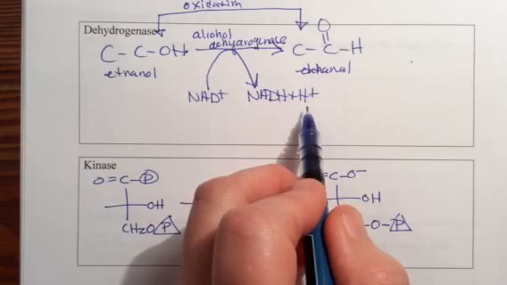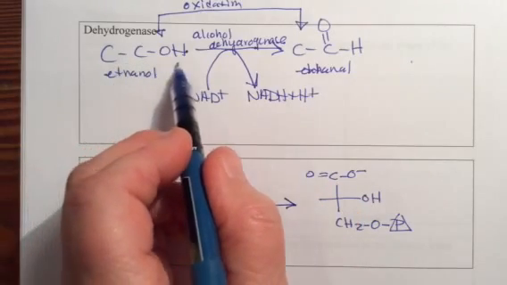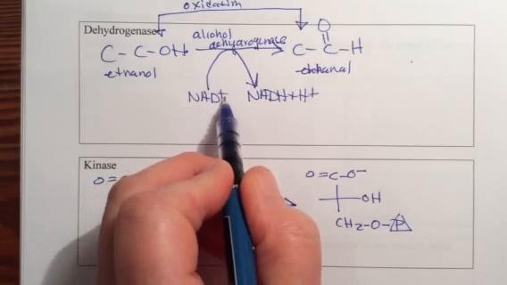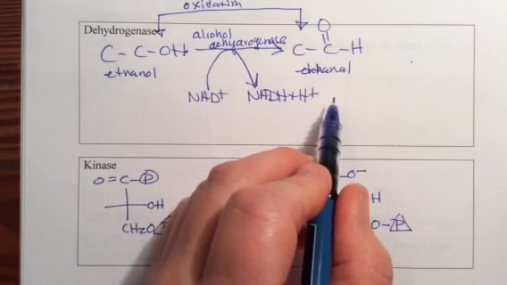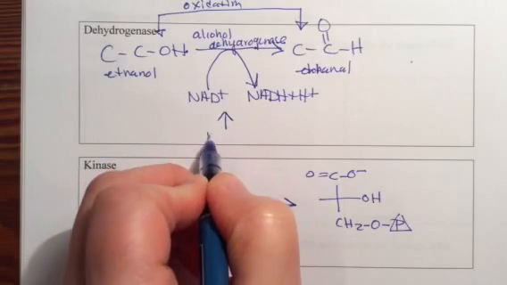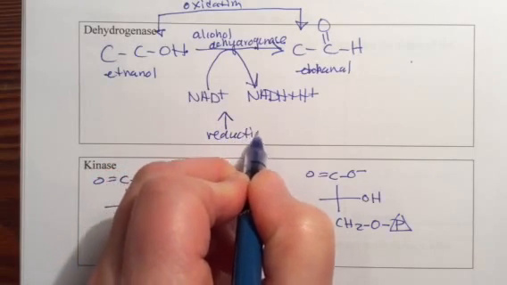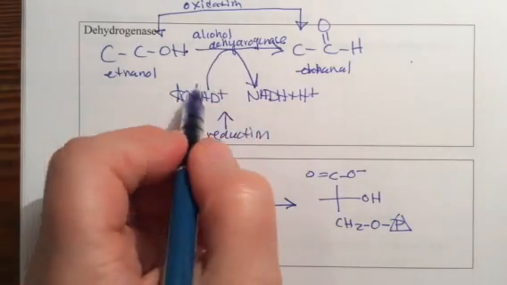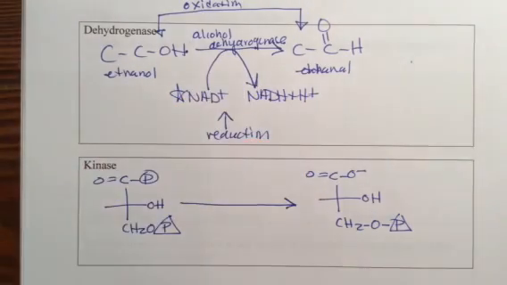So a couple things here. If we know the carbon compound has been oxidized, then we know NAD+ to NADH plus H+ has to show reduction. Okay, so this is showing reduction. We are going to see this particular reduction half reaction over and over and over again in metabolism. So you're going to want to get comfortable with seeing that.